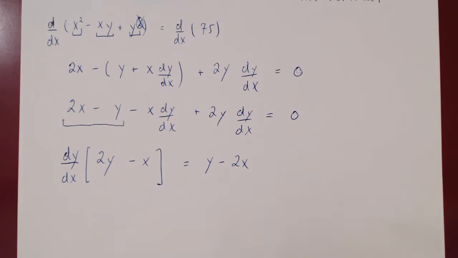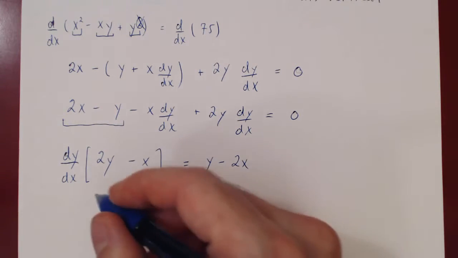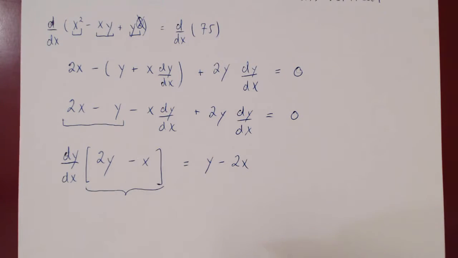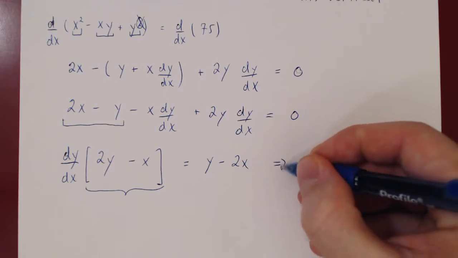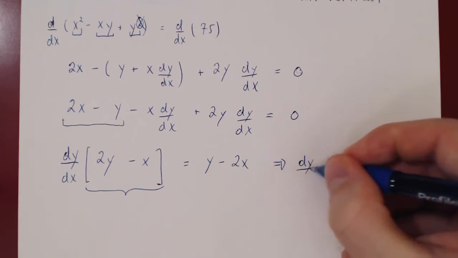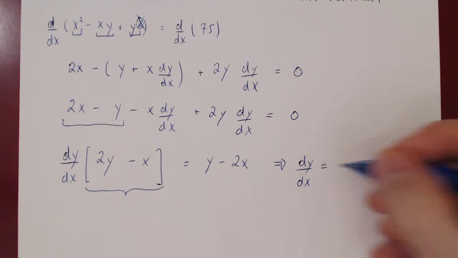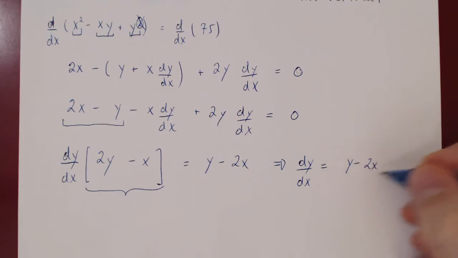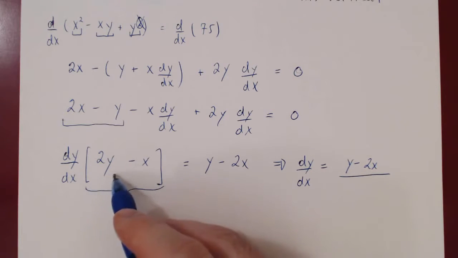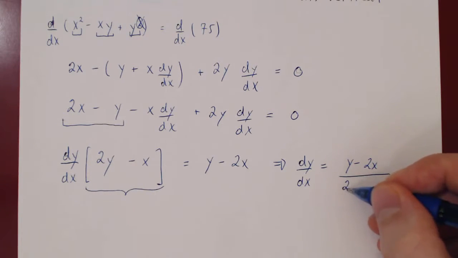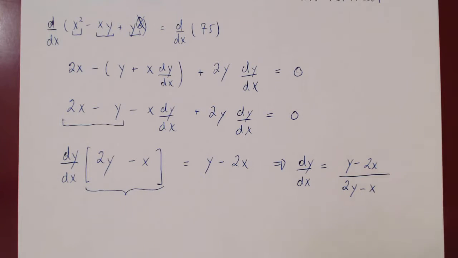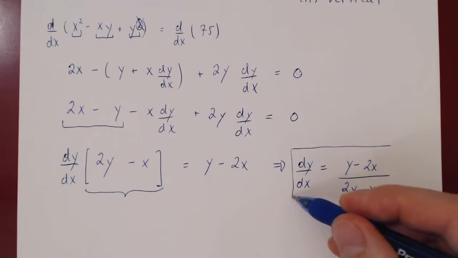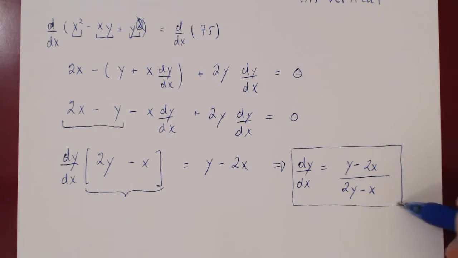And now we have on the left-hand side a multiple of dy over dx. We can isolate dy over dx by dividing by this term on both sides. Therefore, the derivative of the curve dy over dx is y minus 2x divided by 2y minus x. And there you have it. Now we have the derivative of the curve for any given value of x and y.